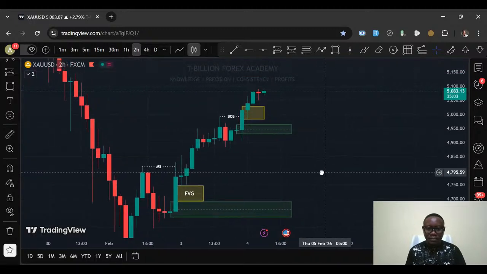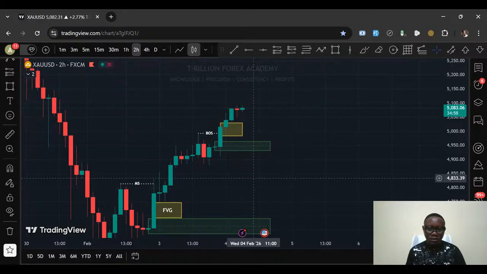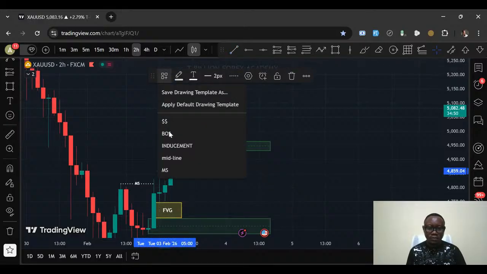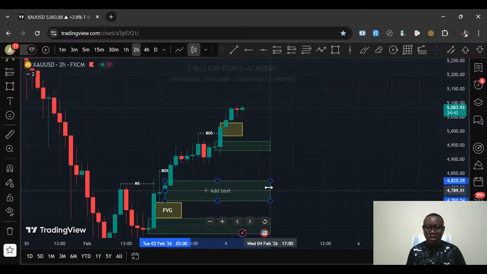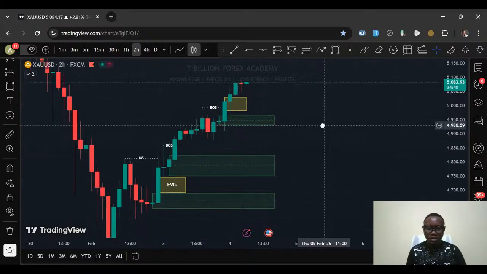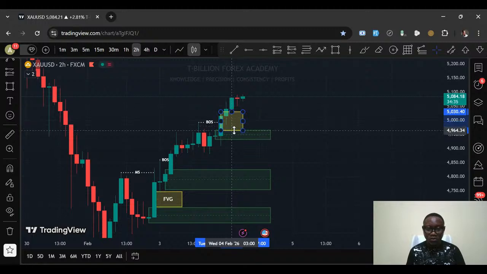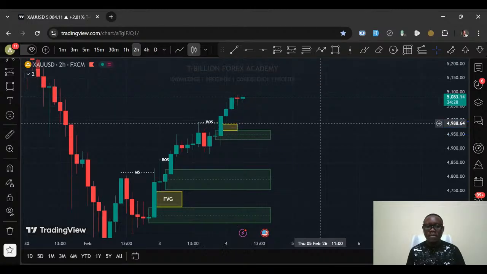Okay, and what else do we have right here? Now I also have a zone here. Here I have this break of structure, BOS, and the origin that leads to it is this one right here. So I'll mark it to this point. Now let's drill down further. Let's refine this FVG to fill this gap right here. These are FVG.